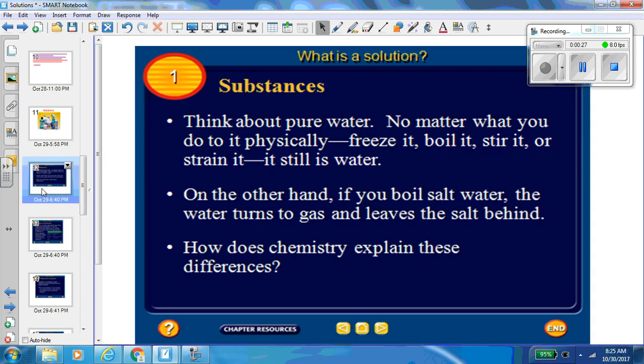First of all, we've got to backtrack a little bit before we get to talking about solutions specifically. Let's talk about a substance. When you think about pure water, no matter what you do to it physically, freeze it, boil it, stir it, or strain it, it's still water. On the other hand, if you boil salt water, the water turns to gas and leaves the salt behind. So how does chemistry explain these differences between pure water versus salt water?